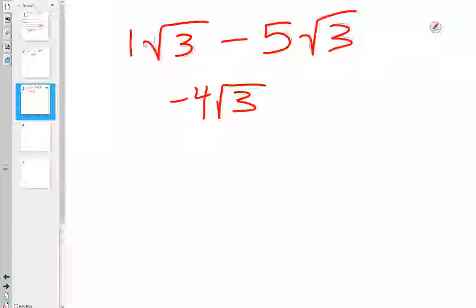But wait, Mr. Romero, didn't you just say there was a 2? I know you just said that there was a 2. No, the 2 is the index, like a little number there. If you were to write it, the little 2 would be there. It just tells you what type of radical. In this case, it's a square root.